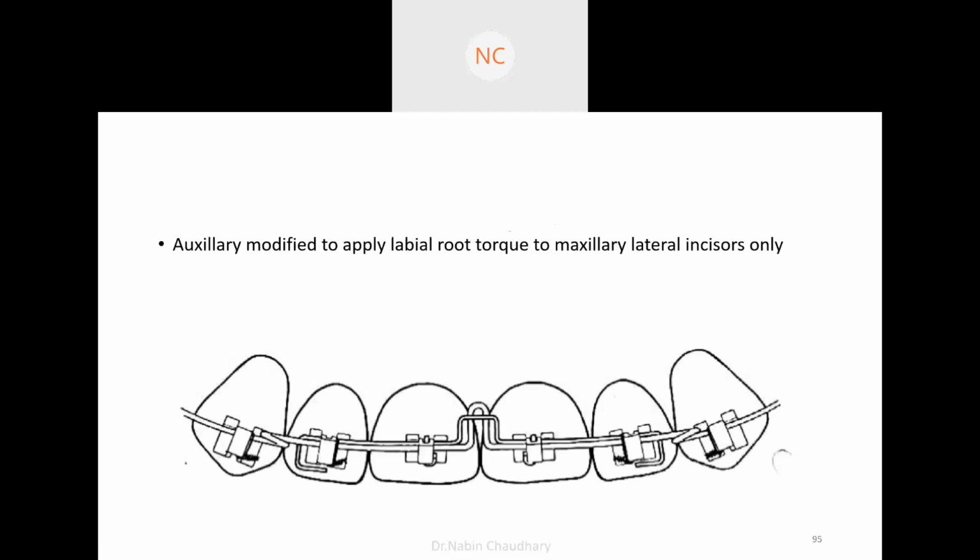This is another modified auxiliary. In this modified auxiliary, only the labial torquing of the lateral incisor is required, and the torquing of the central incisor is not required. So this modified auxiliary can be used for such a purpose. This type of modified auxiliary can be utilized for the labial torquing of the lateral incisors.